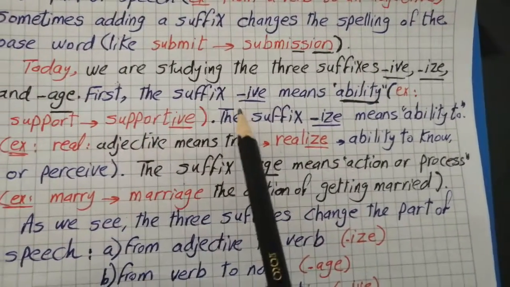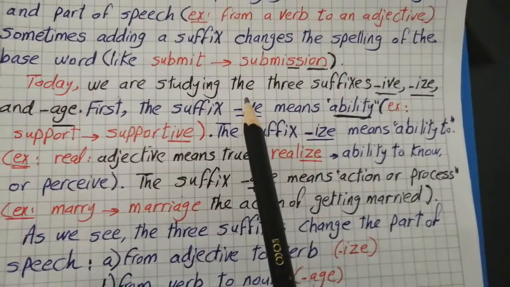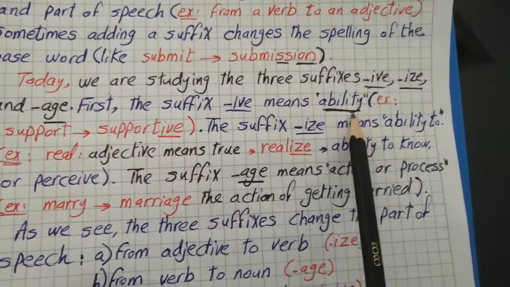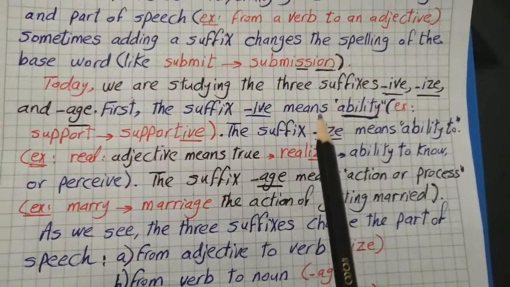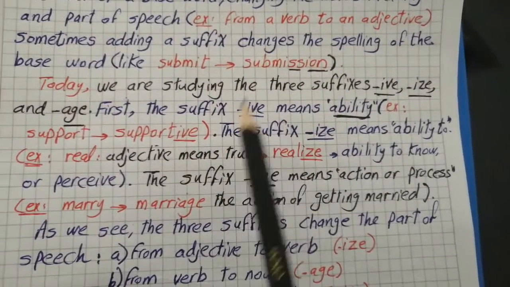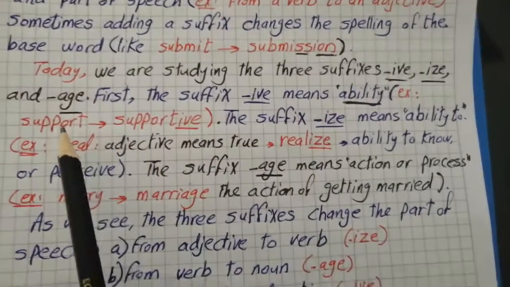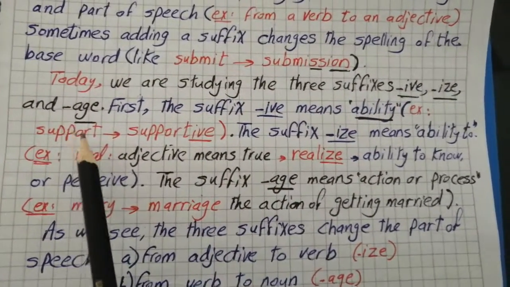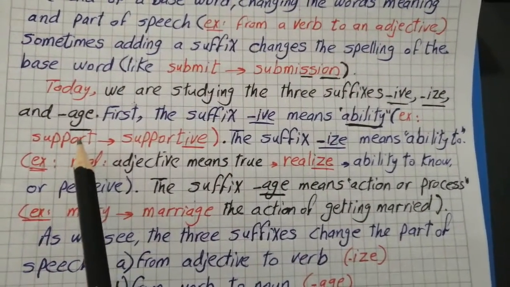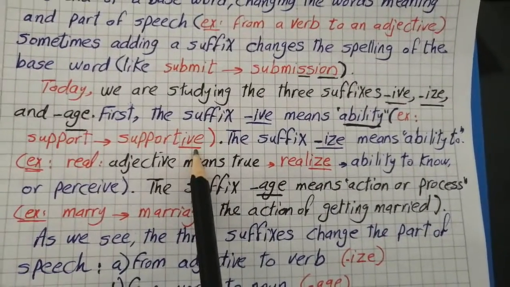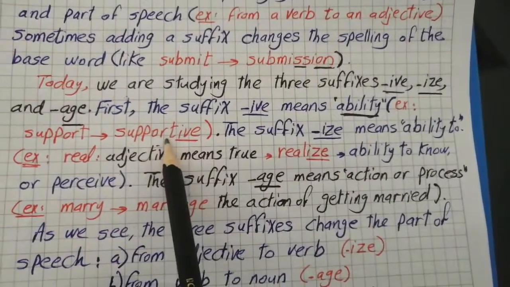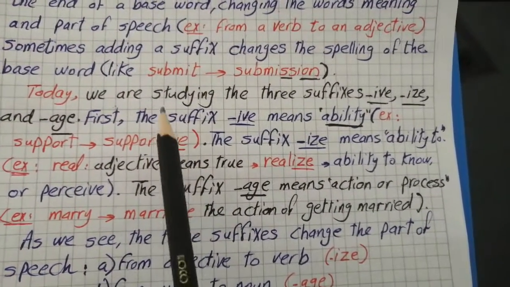First, the suffix IVE. It is added to the end of the base word, and when adding IVE, it means the ability. It changes the base word from a verb into an adjective, or according to the word itself. For example, the verb support. Support is a verb, means to give help, to give aid, assistance to somebody. And when I add the IVE suffix here, it changes from a verb into an adjective. Supportive here means able to give help.